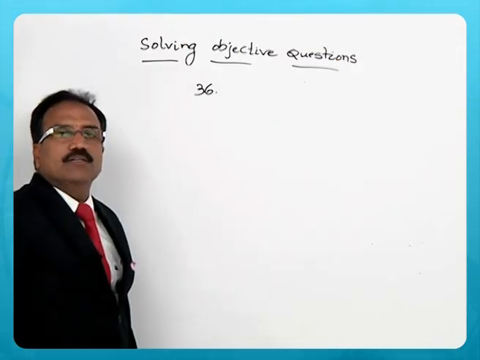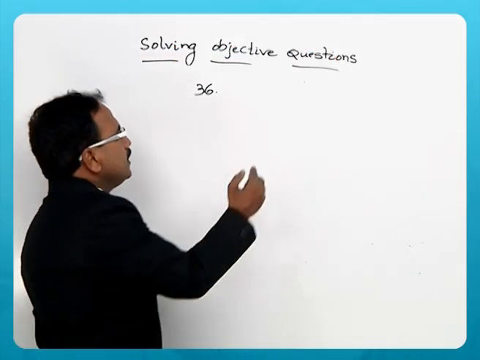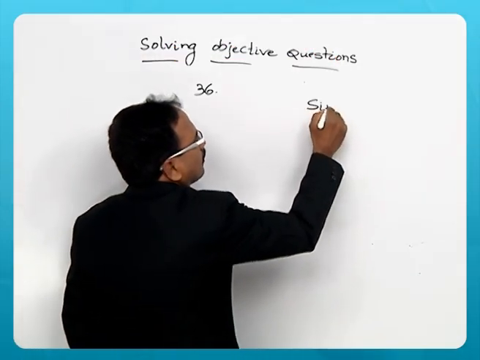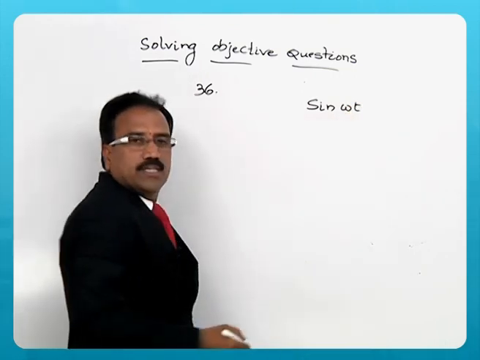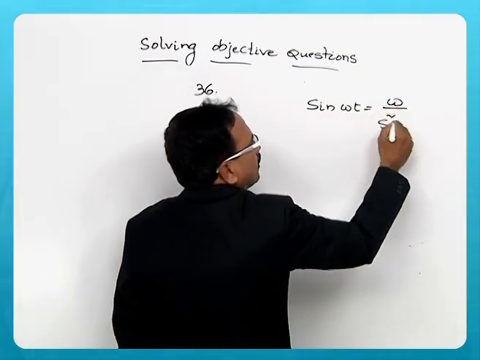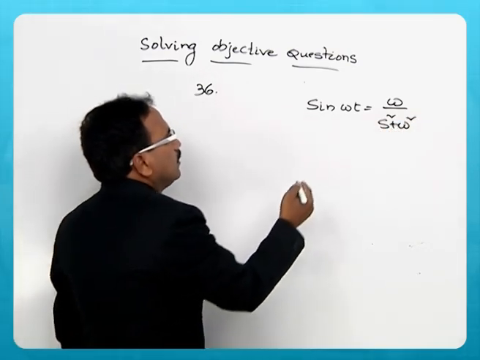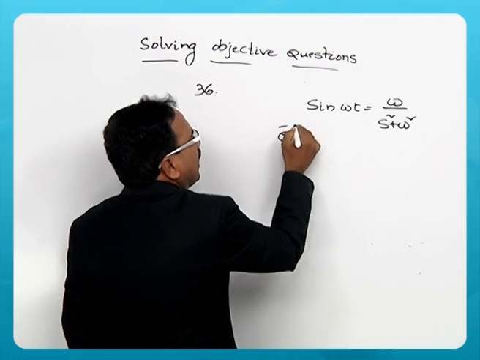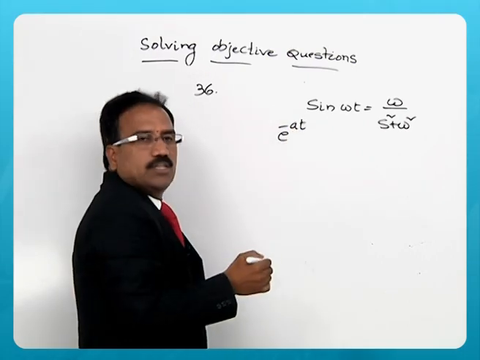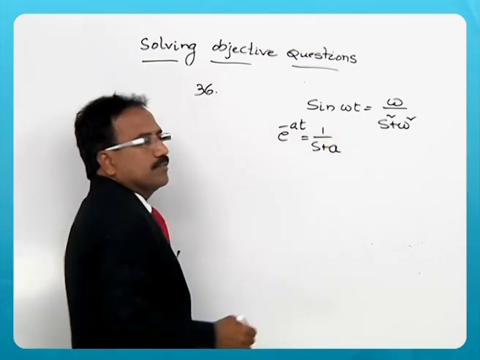The question here is: Laplace transform of e power minus at sin omega t is? 4 options are given here. If it is sin omega t, Laplace transform of this is omega by s square plus omega square. So, when you have e power minus at added to this, generally you know that e power minus at is 1 by s plus a.